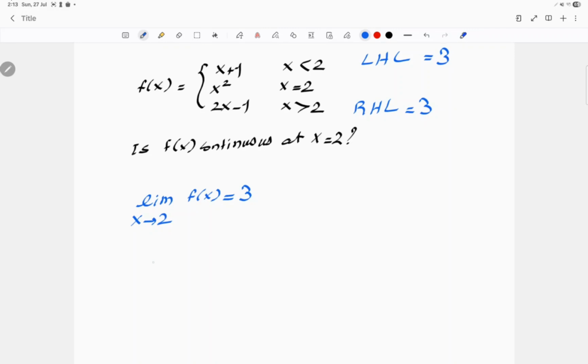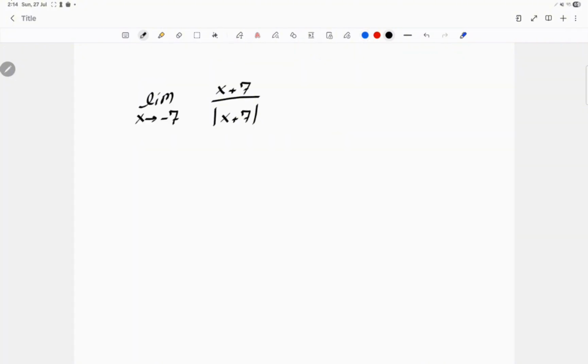The question now is, what is f when x is 2? So are they the same as each other? No. So the function is not continuous at x equals 2. This question comes up in the AP. What do you do?